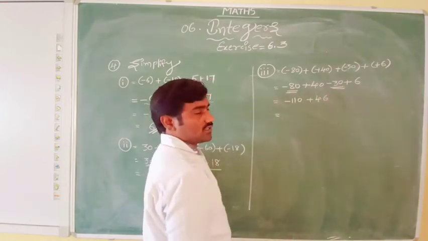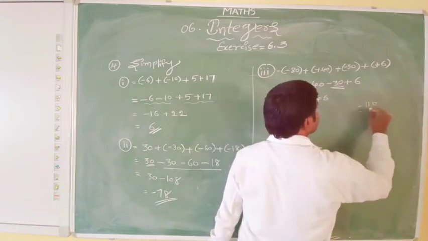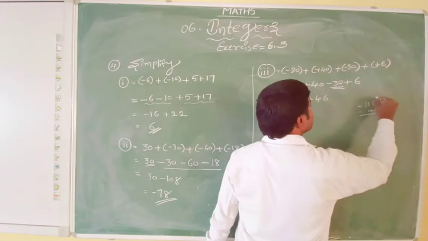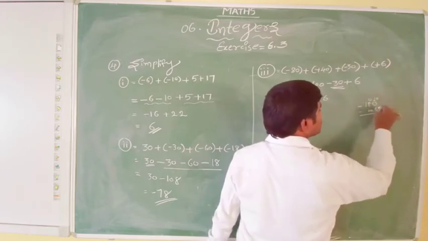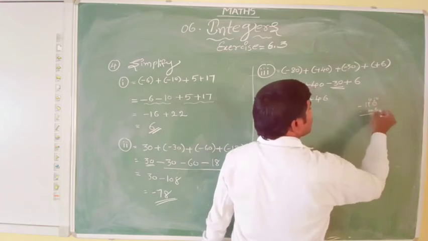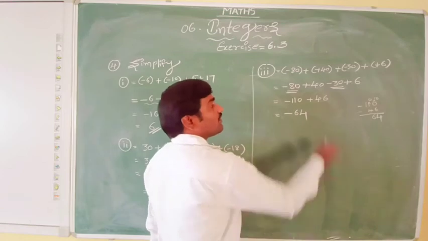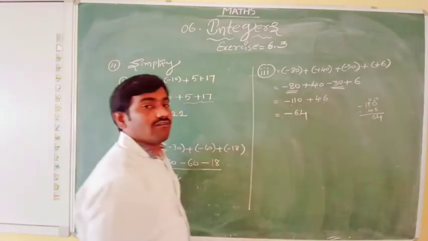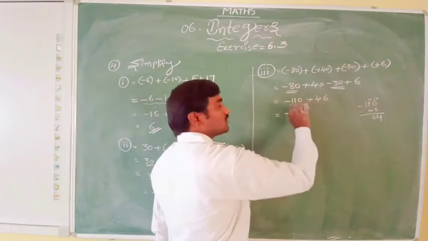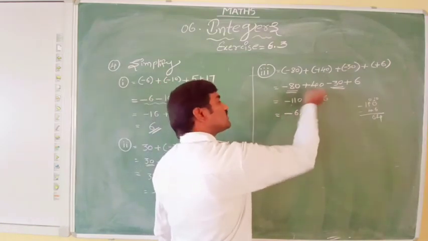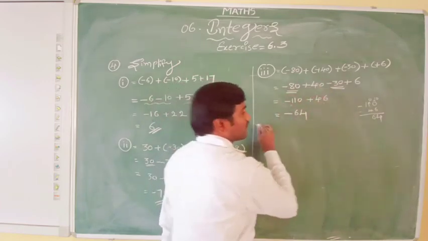So what you will get at last? 46 minus 110. Here minus 110 plus 46 is there. You subtract here, it is 10 and 0. So 10 minus 6 is 4, 10 minus 4 is 6. 64. So 46 minus 110. If you are feeling difficulty, take it in this way: 46 minus 110 is minus 64.